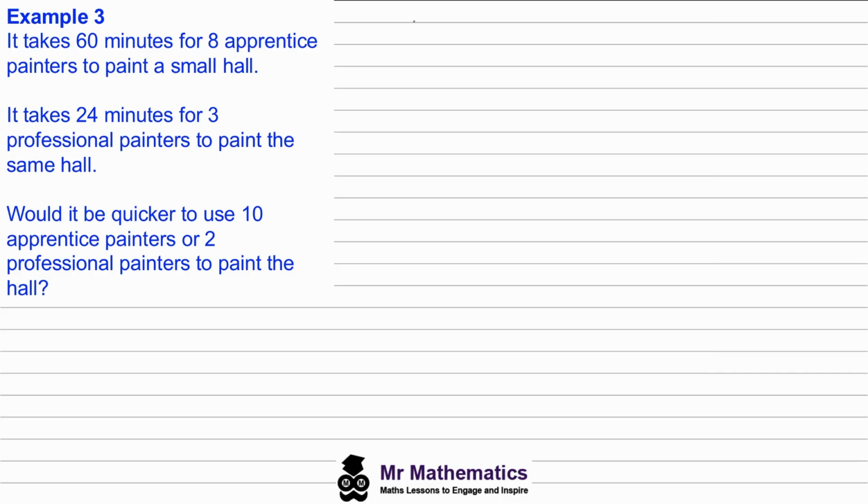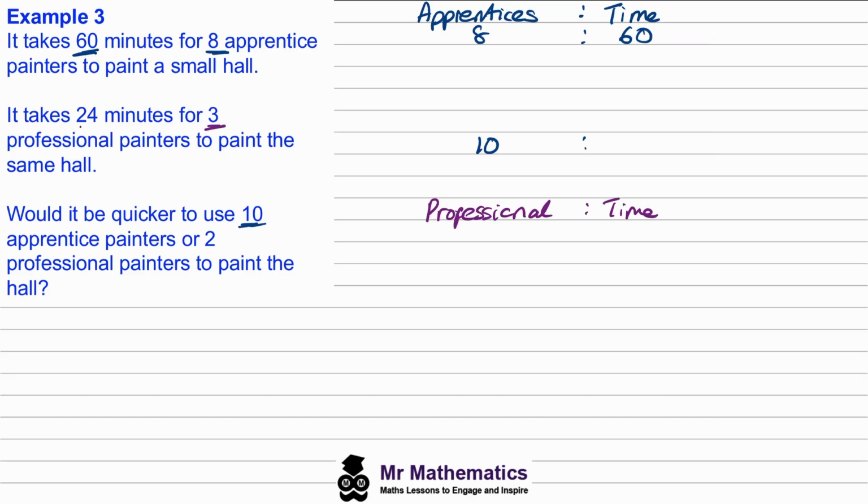Okay, so welcome back. So the first thing we'll do is we'll set up the ratios. We're told it takes 8 apprentices 60 minutes, and we want to work out the time for 10 apprentices. And it takes 3 professionals 24 minutes.